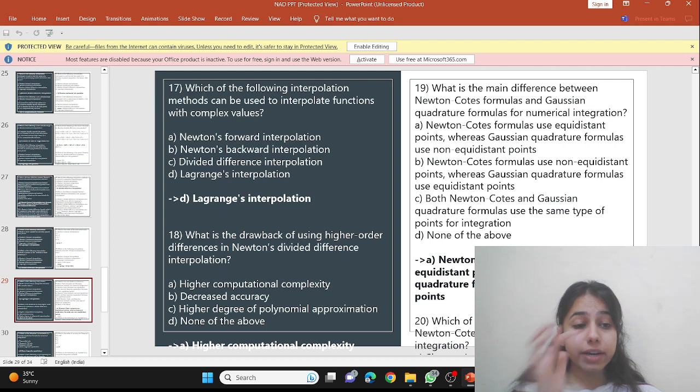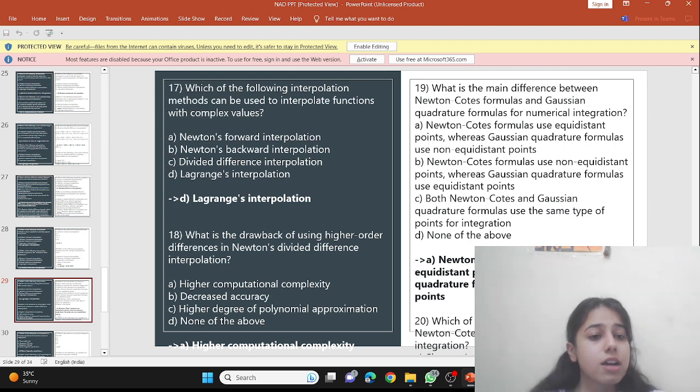19th question is, what is the main difference between Newton-Cotes formulas and Gaussian quadrature formulas for numerical integration? A. Newton-Cotes formulas use equidistant points, whereas Gaussian quadrature formulas use non-equidistant points. B. Newton-Cotes formulas use non-equidistant points, whereas Gaussian quadrature formulas use equidistant points. C. Both Newton-Cotes and Gaussian quadrature formulas use the same type of points for integration. D. None of the above. So the correct option is A. Newton-Cotes formulas use equidistant points, whereas Gaussian quadrature formulas use non-equidistant points.